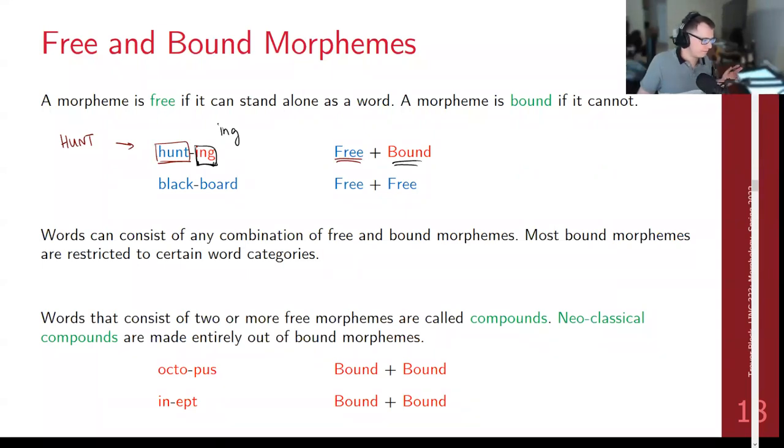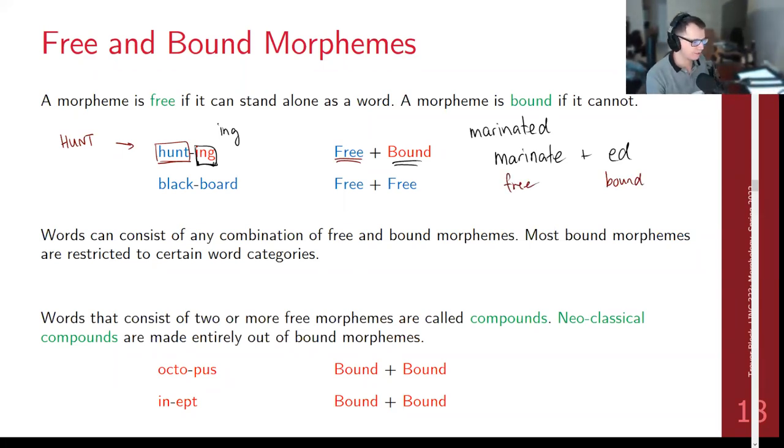Okay. So the behavior is if it can stand on its own, it's free. If not, it's bound. So we can create words through combinations of free and bound morphemes. A lot of words that we have in English are either going to consist of just a free morpheme or a free morpheme and some bound morphemes. So another word could be marinated. So you have marinate, plus you have the past tense ed. The ed cannot stand on its own, that's bound, but marinate can stand on its own, and that's free.